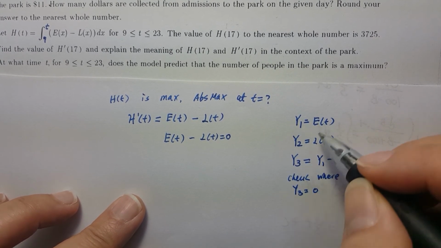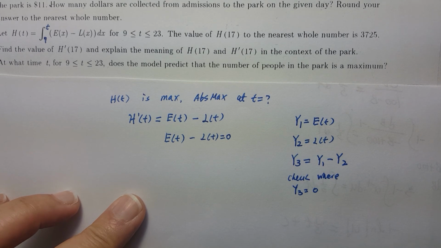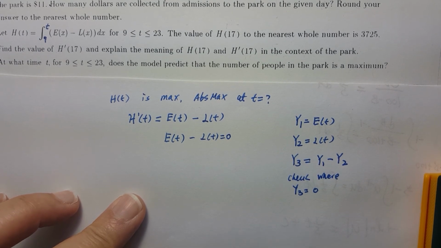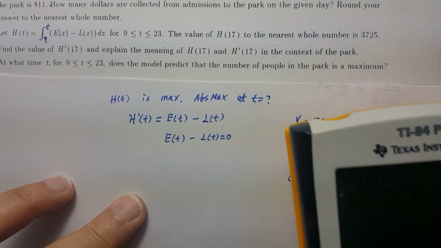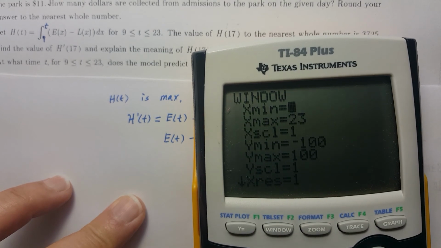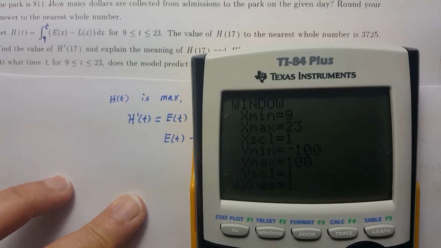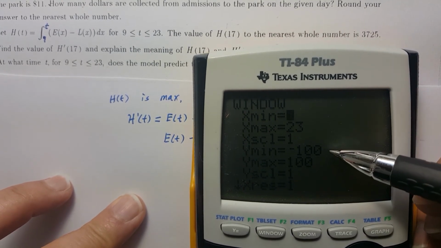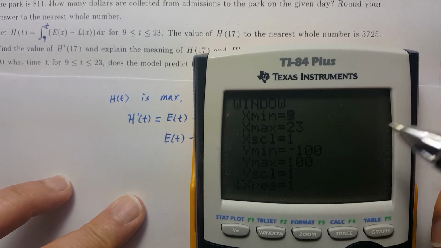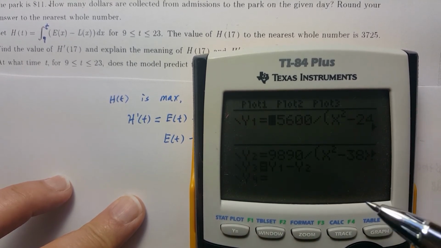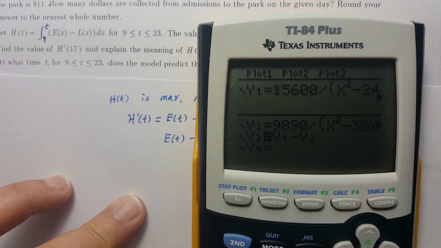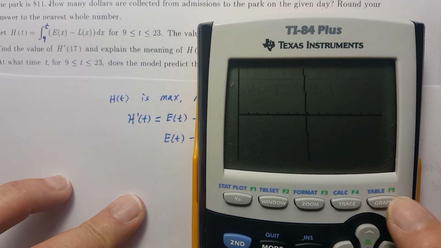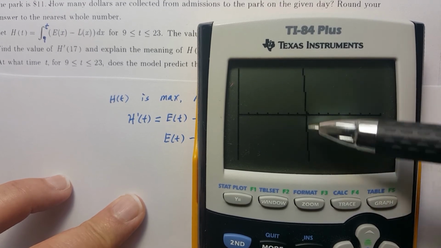That was a technique that I showed you before. So now I'm going to type in my y3 equal to y1 minus y2, and then graph it. I'm going to change my window to 9 to 23 because that was the interval. And because the numbers are kind of big, I'm going to use negative 100 to 100. Then I make sure that my y3 is the only one highlighted. The others are not highlighted. So now I'm going to press graph, and then I will have my graph.